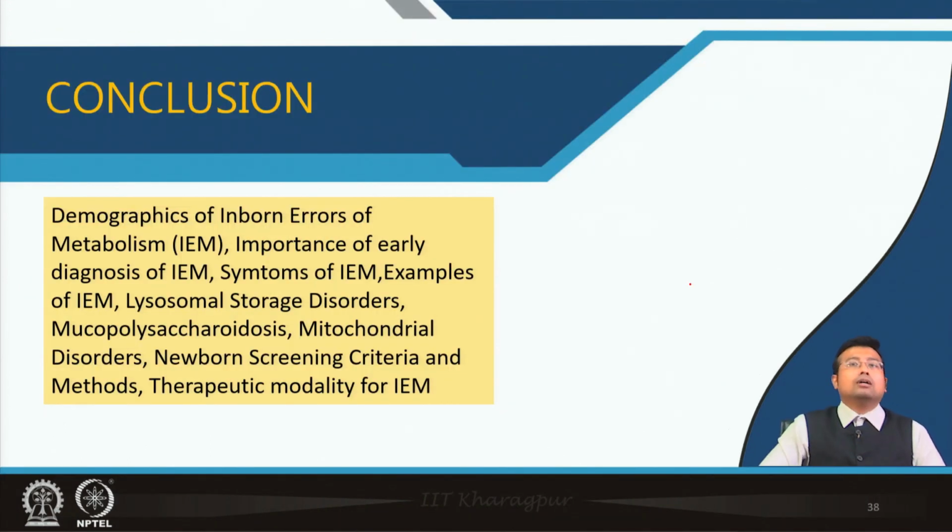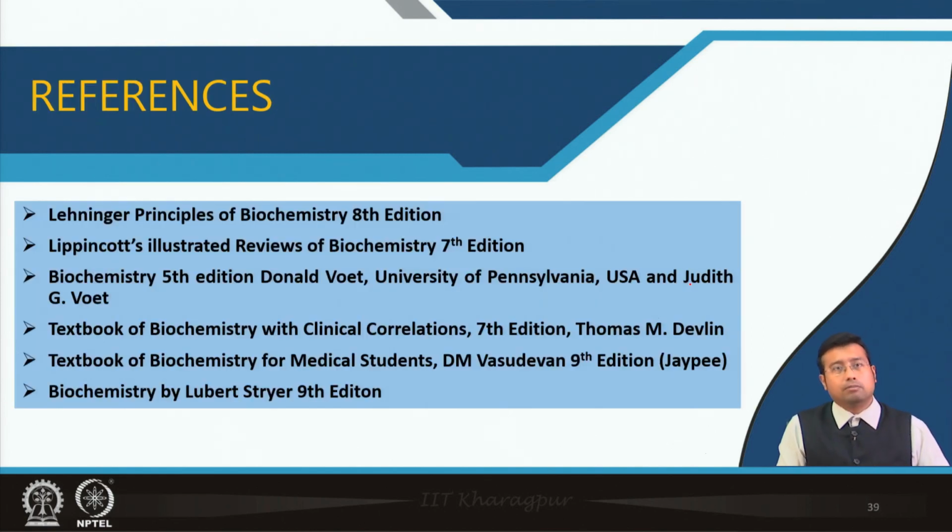So, to conclude, we have discussed the demographics of IEM, we have discussed why early diagnosis is very important, we have discussed the symptoms, we have given multiple examples, we have studied newly the disorders of lysosomal storage, mucopolysaccharidosis, mitochondrial disorders. I told you where newborn screening is applied, what criteria diseases must fit to be in a screening program, and also the therapeutic modality for inborn error of metabolism.